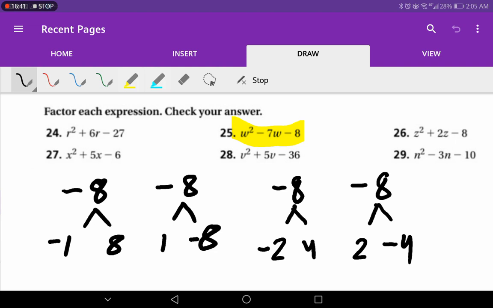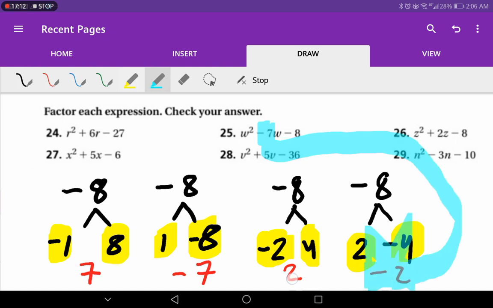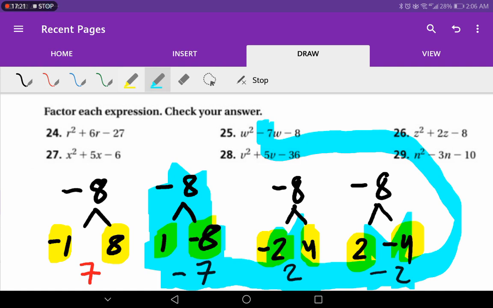Let's find the sum for each pair of factors. Here it gives 7, and here it gives negative 7, and here it gives 2, and here it gives negative 2. Which one is correct? Go and ask the middle term. It is negative 7. Let us check. Here, no. Here, no. Here, yes. So I will take this, okay, and erase the rest.